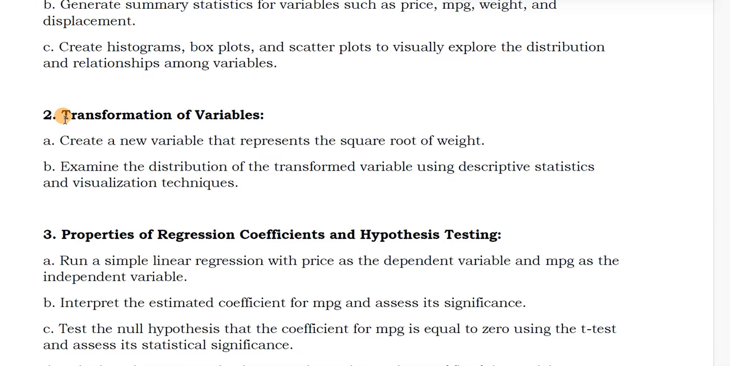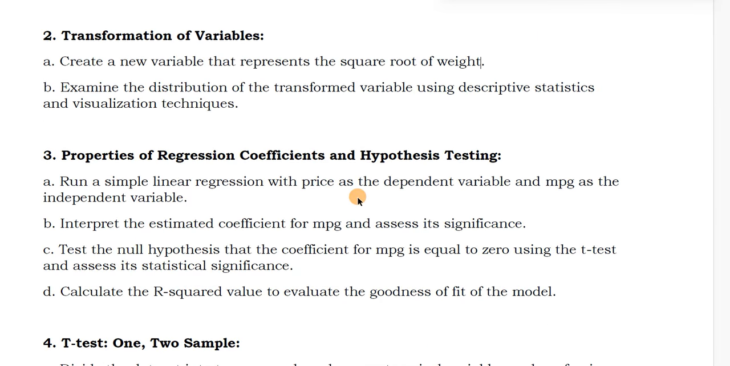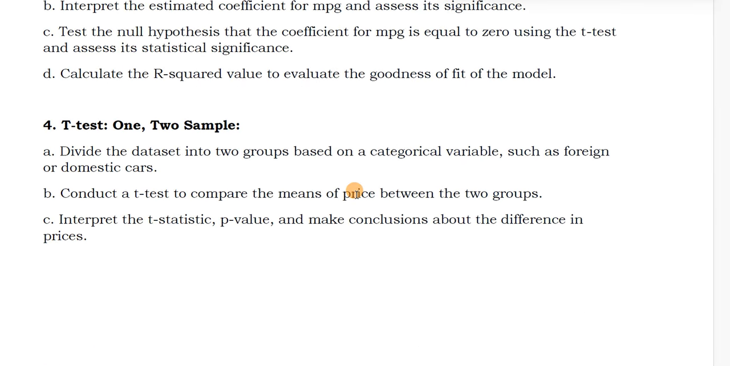Essentially, when we look at the second one, we'll be transforming the variables. You generate new variables, and I think it's a discovery code. I haven't yet mentioned that, but you can discover how to generate new variables. And then you'll be generating the square root of the weight. You have weight as a variable, but you generate the square root of the weight. Essentially, you also examine the distribution of that new variable and its descriptive statistics by visualization techniques, any visualization techniques that will be needed on that new variable.